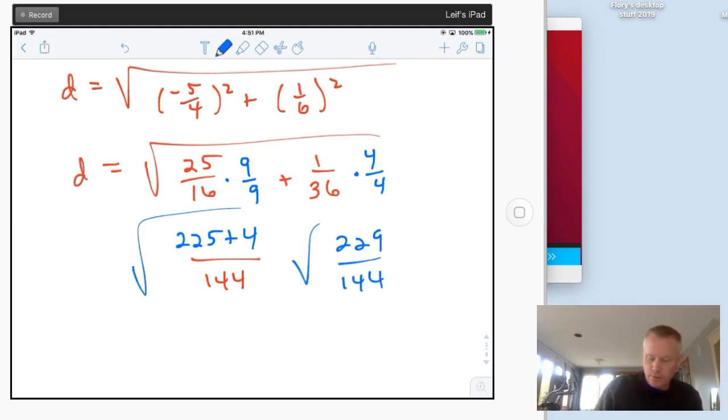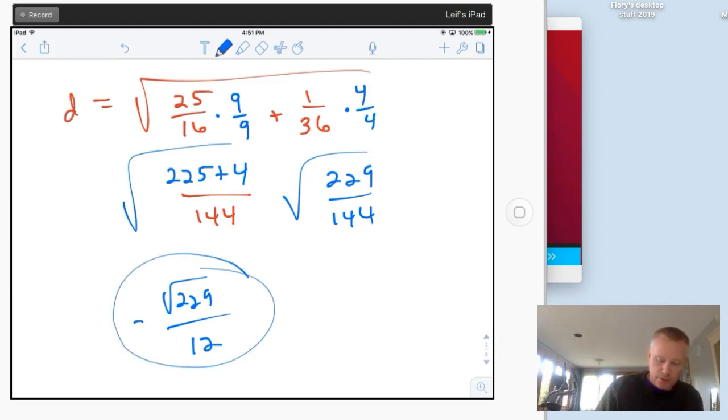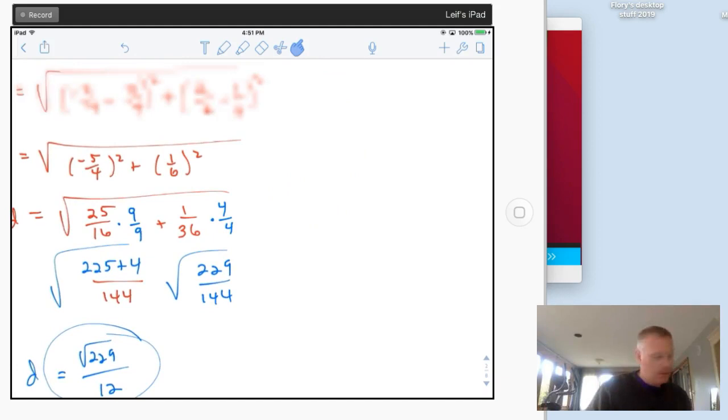And remember, I still have this radical here. So I'm going to take the square root of the denominator, which is 12, and now I got a rational denominator, which is good. All right, so I don't have to get rid of the radical in the basement. All right, so that's the distance. I know that was kind of a little messy. That's probably about as hard as they get.